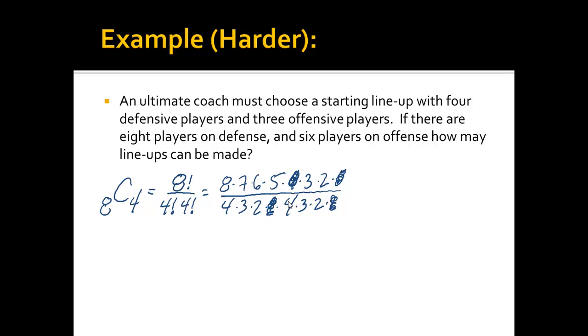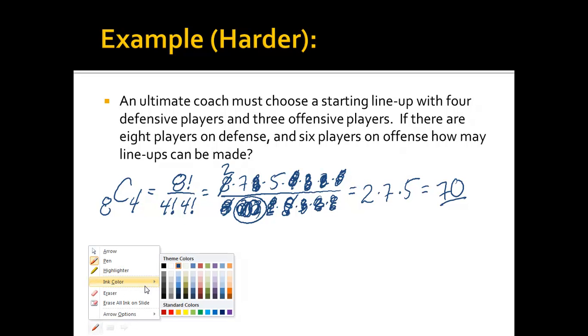Alright, I'm going to cancel this 4, this 4, this 3, this 3, this 2, this 2. Now I've got 8, 7, 6, 5. Well, 3 times 2 is 6, so I'll cancel out the 6 here. And the 4 goes away, which makes this a 2. So now what I end up with is 2 times 7 times 5, which is 70. So that's the number of ways I choose my defensive players.